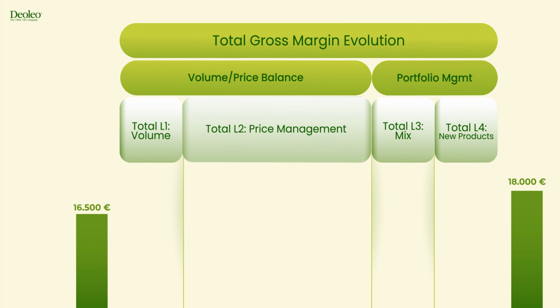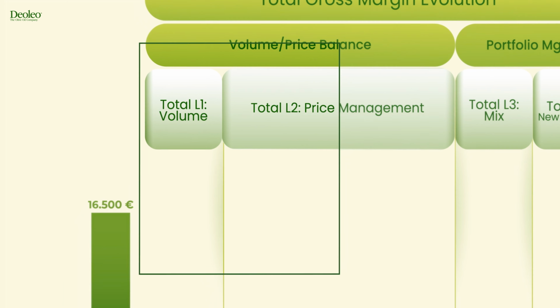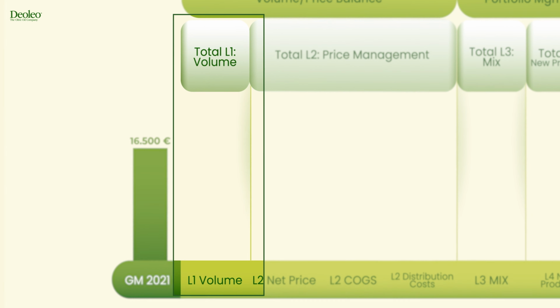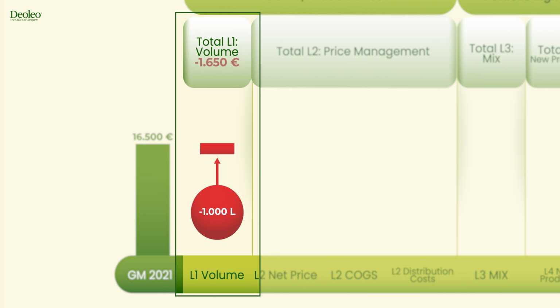The first lever of the balance, as we know, is composed of volume and price management. The volume lever describes the gross margin variation coming from the difference in liters sold to a customer. In our ABP 2022, we plan to sell 1,000 liters less of the products already listed in this customer. This will have a negative impact on our gross margin of €1,650 because the gross margin per liter was €1.65.